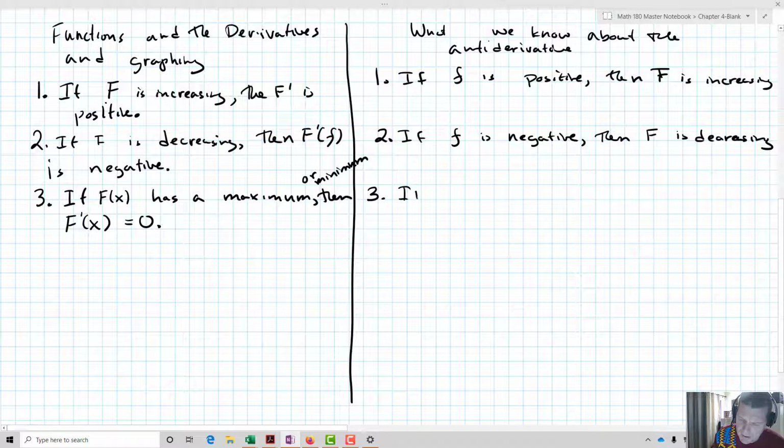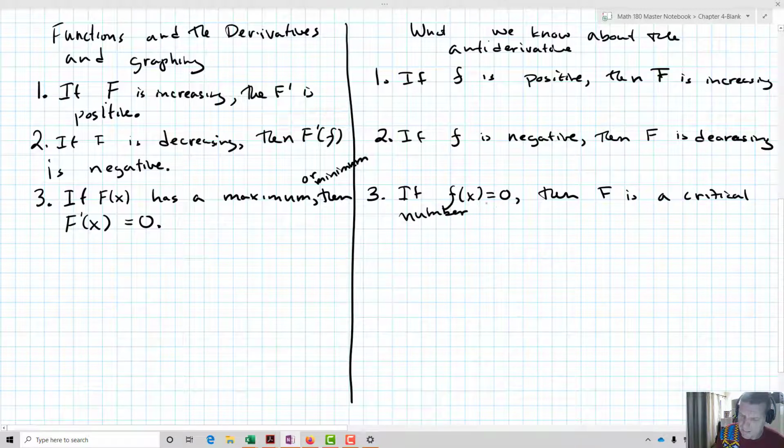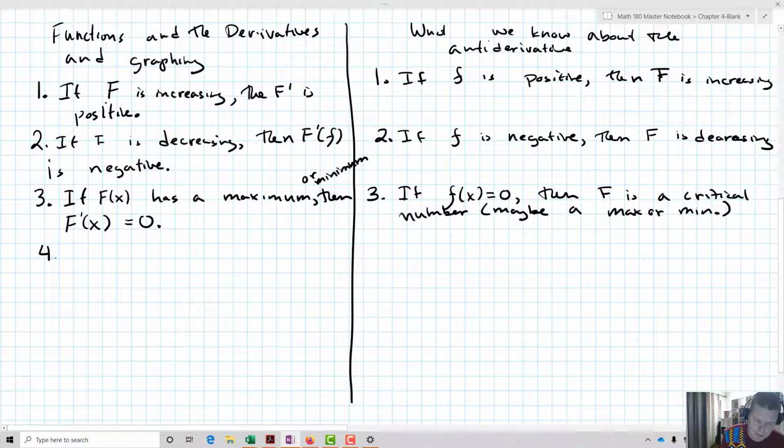So how about this? If little f of x, our derivative, equals 0, then big F, our antiderivative, has a critical number, and that is maybe a max or min, a relative extreme. Four.